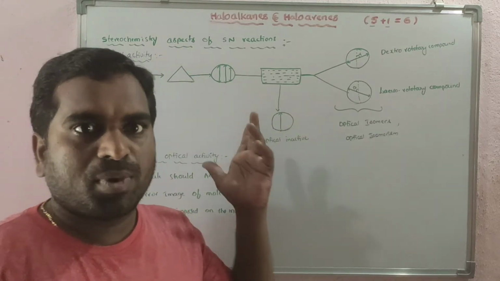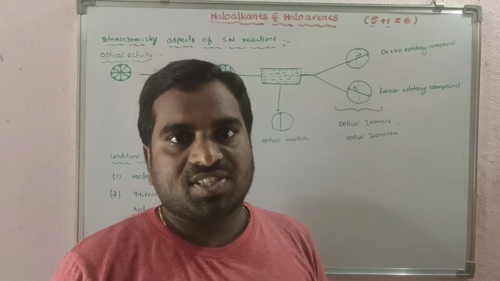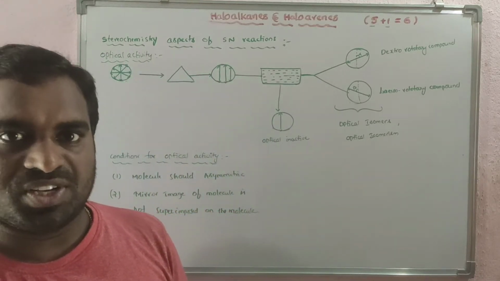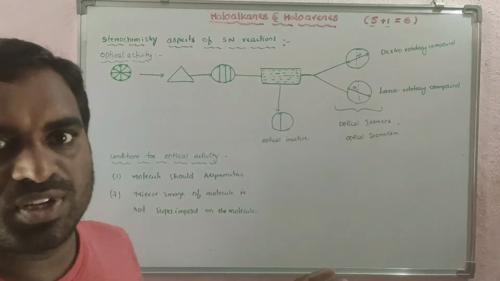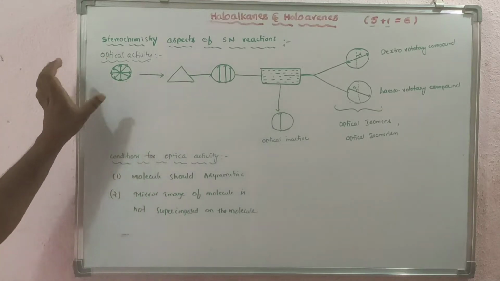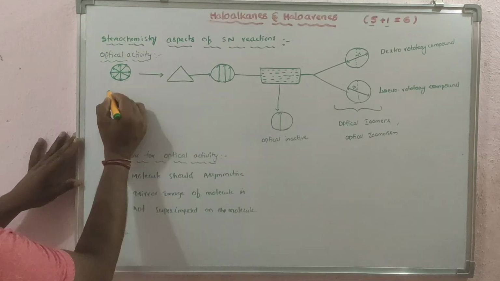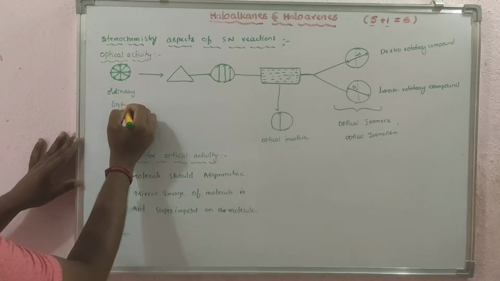There are many basic concepts like optical activity and chirality, retention of configuration, inversion of configuration, and racemization, racemic mixture. All we have to discuss one by one. Clear? First one, optical activity. What does optical activity mean? And we will take ordinary light here.